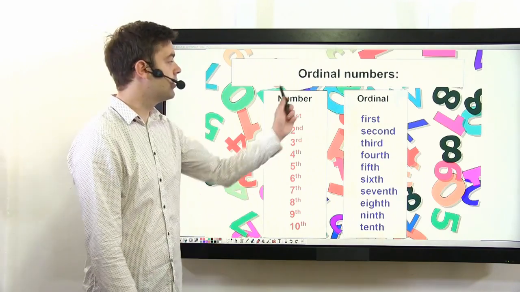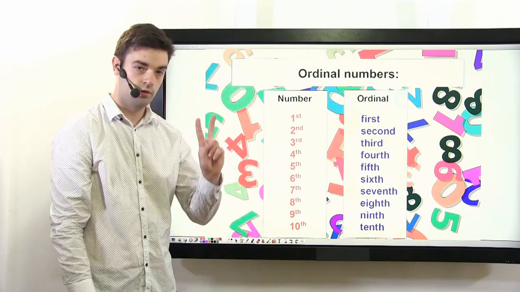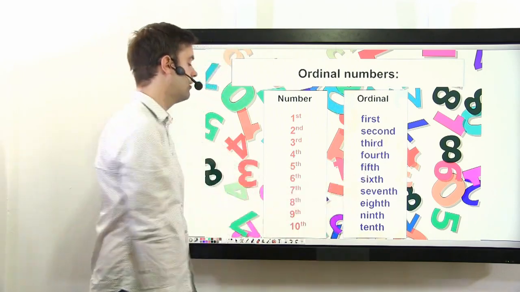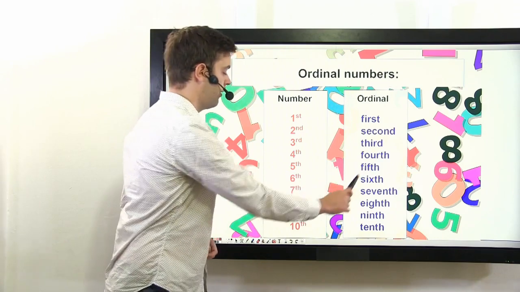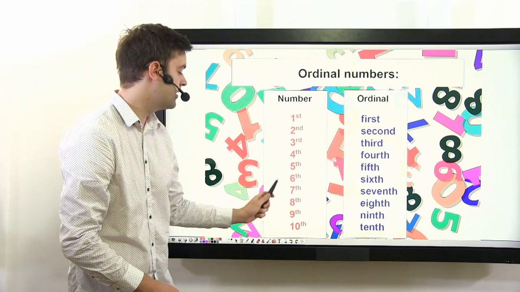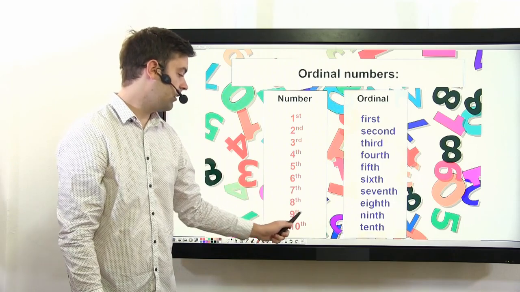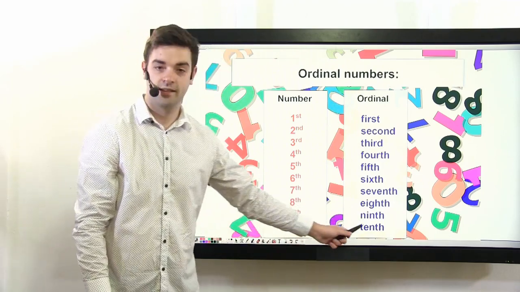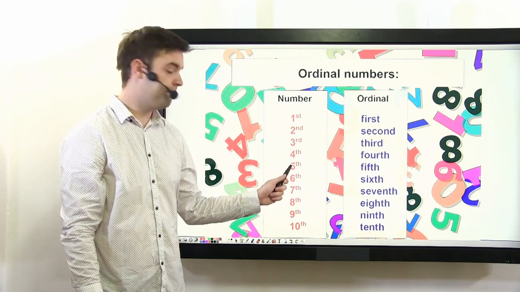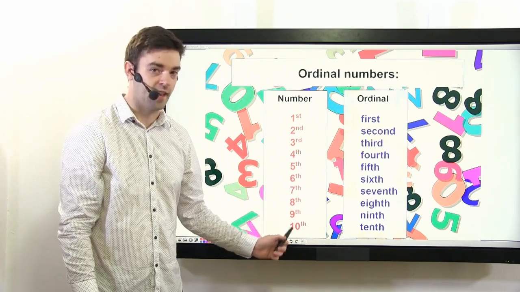Let's have a look then. So, ordinal numbers. Number 1, first, 2, second, third, 4, fourth, fifth, 6th, 7th, 8th, 9th, 10th. First, second, third, fourth, fifth, 6th, 7th, 8th, 9th, and 10th.